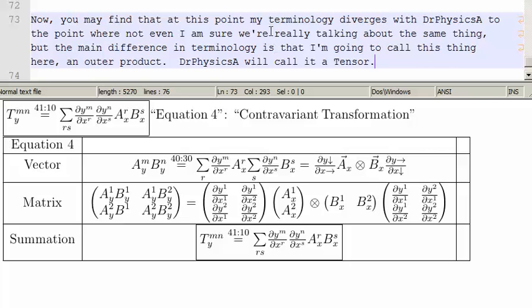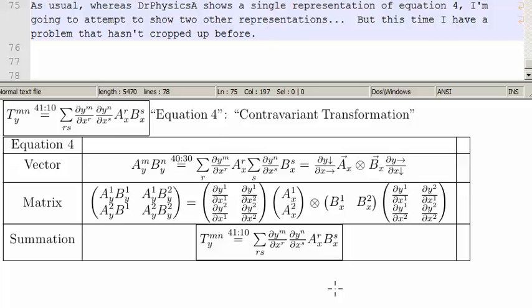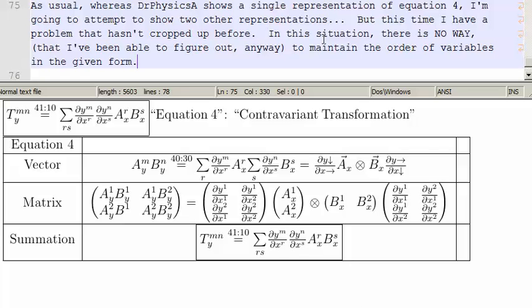But the main difference in terminology, I think, is that I'm going to call this thing right here an outer product, whereas he calls it a tensor. As usual, whereas DrPhysicsA shows a single representation of an equation, I'm going to attempt to show two other representations, but this time I have a problem that hasn't cropped up before. In this situation, there is no way that I've been able to figure out to maintain the order of the variables in the given form.